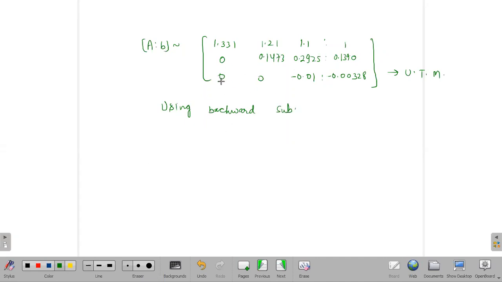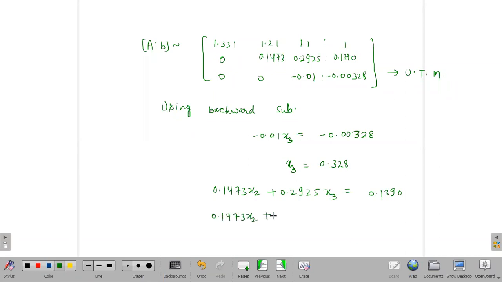We start from the last equation: 0 into x1 plus 0 into x2 plus this into x3 is equal to minus 0.00328. That will give you x3, which is 0.328. Okay, the second equation: 1.4173 into x2 plus 0.2925 into x3, which is 0.1390. So I will get 1.4173 x2 plus 0.2925 into 0.328 equal to 0.139.